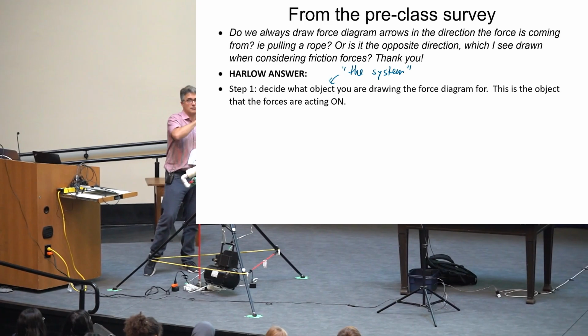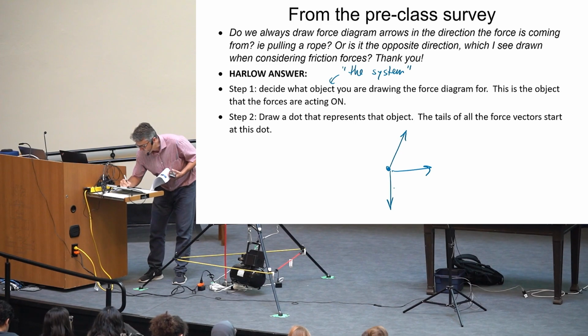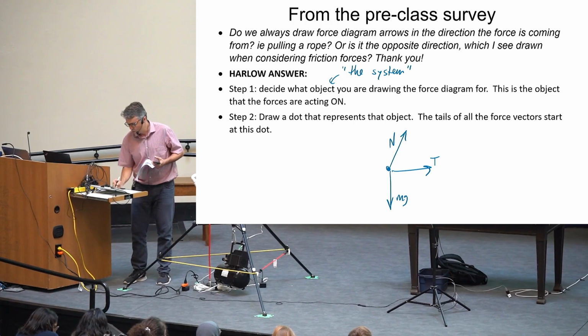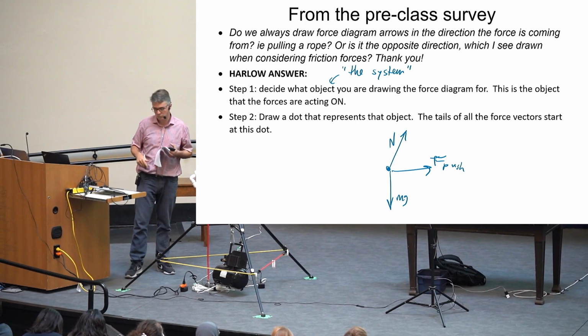So step two is you just draw a dot, and then you draw all the forces acting on it, so there's normal, maybe tension, something like that, there's mg, as having their tail connected at the dot, the object, and going away from the object. Even if you're pushing from the left, F push or something like that, you draw it this way. I don't like to draw the tips of the arrows at the dot. Just sort of a stylistic thing, not too important.